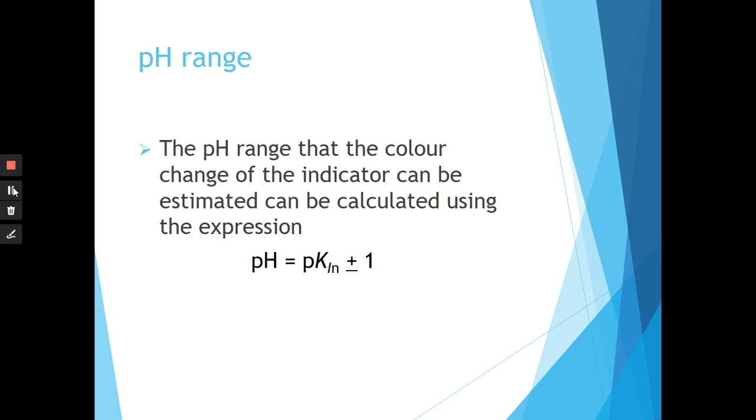Now, the pH range we're going to use is a value of pKIn plus or minus 1. Okay, so by that I mean if your pKIn value is 3.4, you're looking for something with a pH between 2.4 and 4.4. Happy with that?